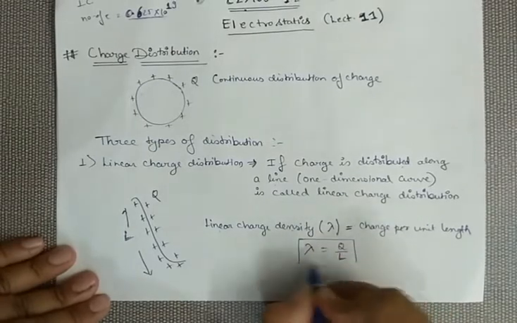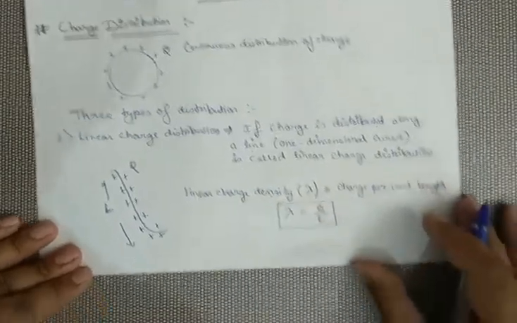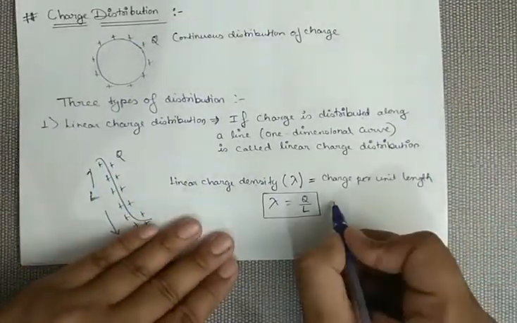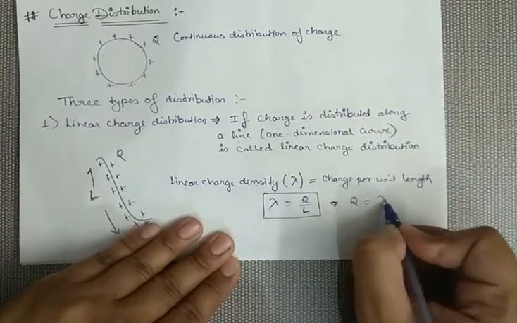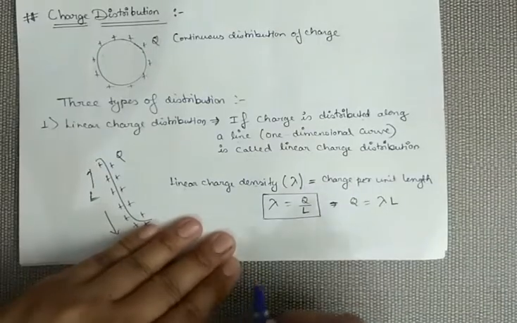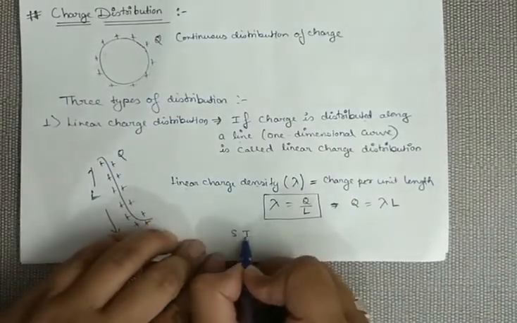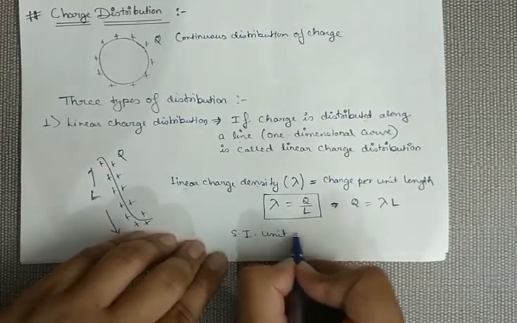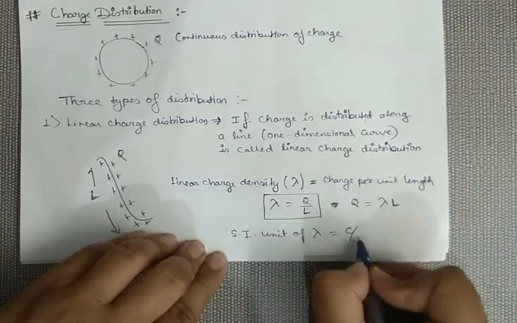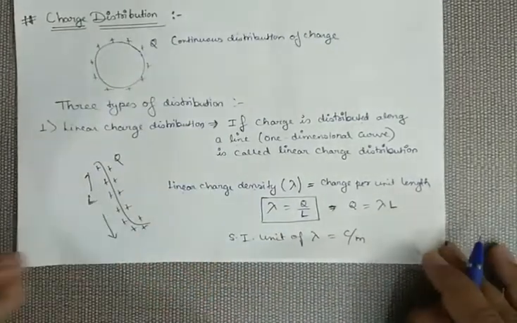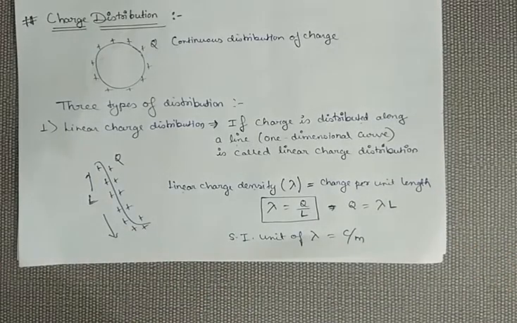So you have to remember the concept of linear charge density, lambda equals Q by L, and sometimes it is also important for us to find Q, so Q becomes lambda times L. The SI unit of lambda you can easily find out. Charge is in Coulomb and length is in meter, so Coulomb per meter is the unit of linear charge density. So this is the first kind of distribution, that is, linear charge distribution.